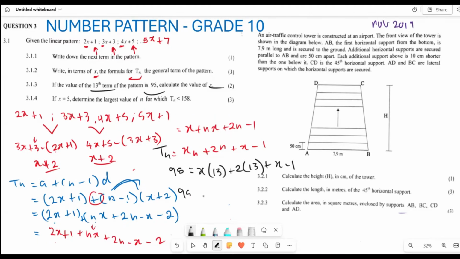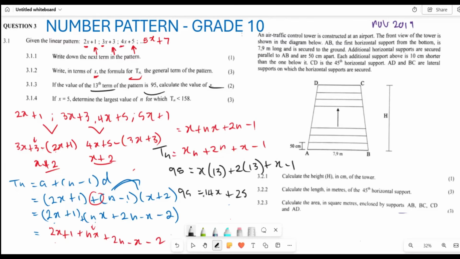So 95 is equal to 13x, and then 13x plus x gives you 14x. Then 2 multiplied by 13 gives you 26. 26 subtract 1 gives you positive 25.